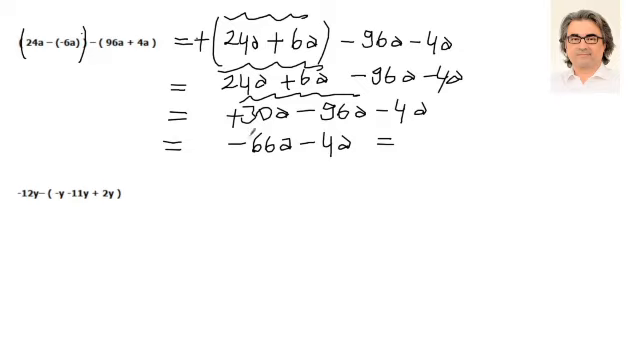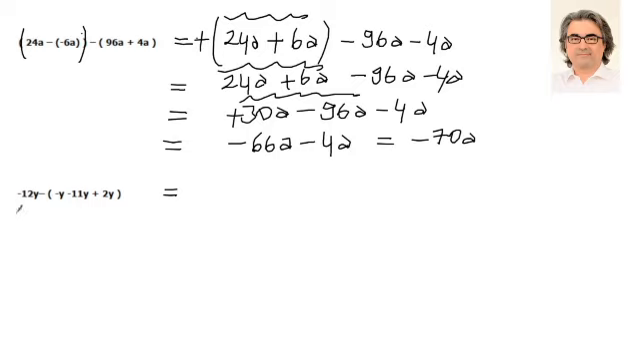Finally, I have two terms, like terms, having the same sign. So these terms are 66 and 4. Find their summation, 70 times a, and put the common sign in front of 70 times a. It's minus. Now let's continue with the next.